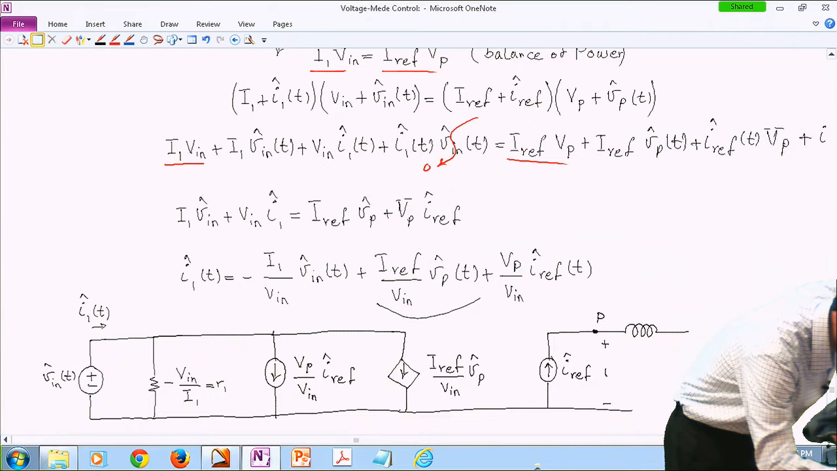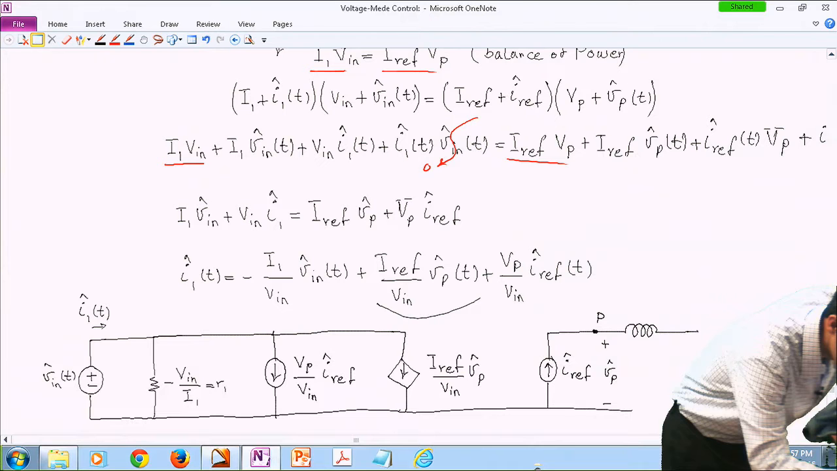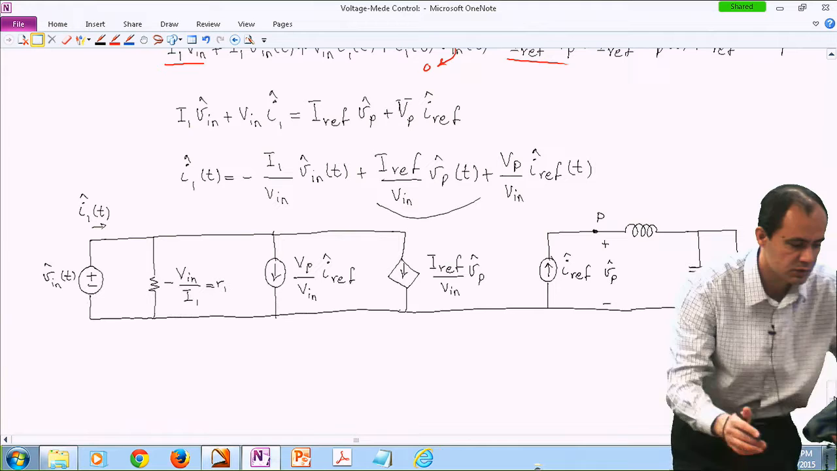Okay. And after the inductor, we have the rest of the converter. This is a buck converter, so we have a capacitor and a resistor. Now the input to this small signal model is actually I_REF perturb.